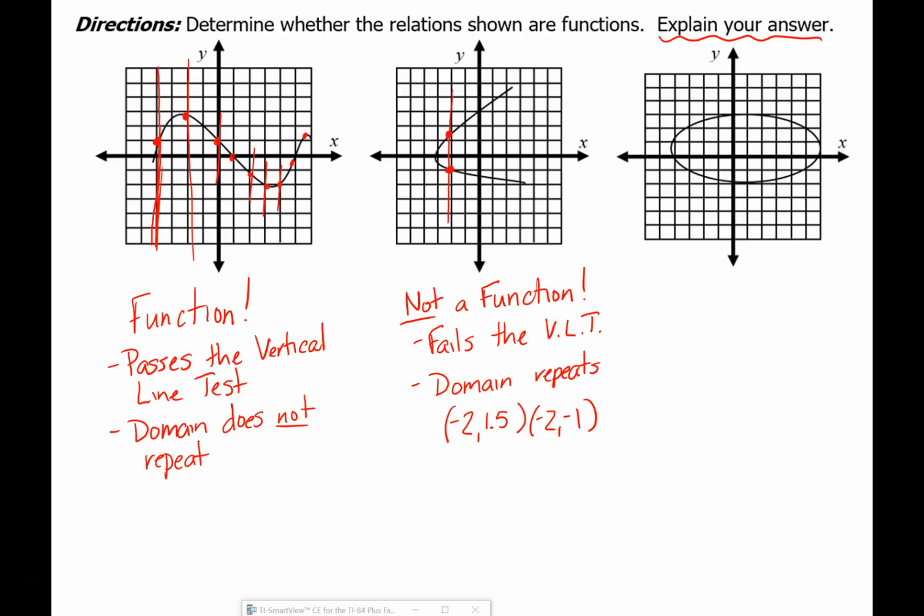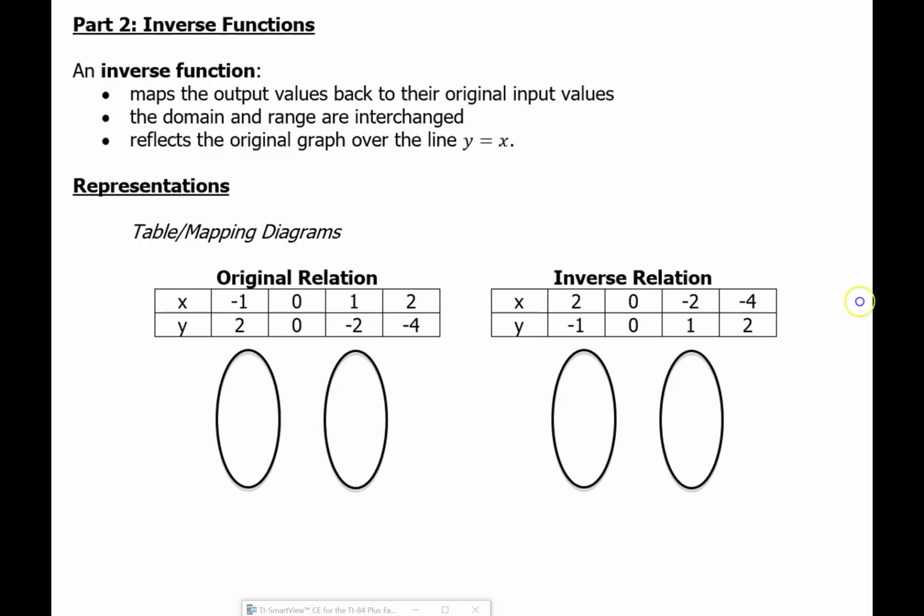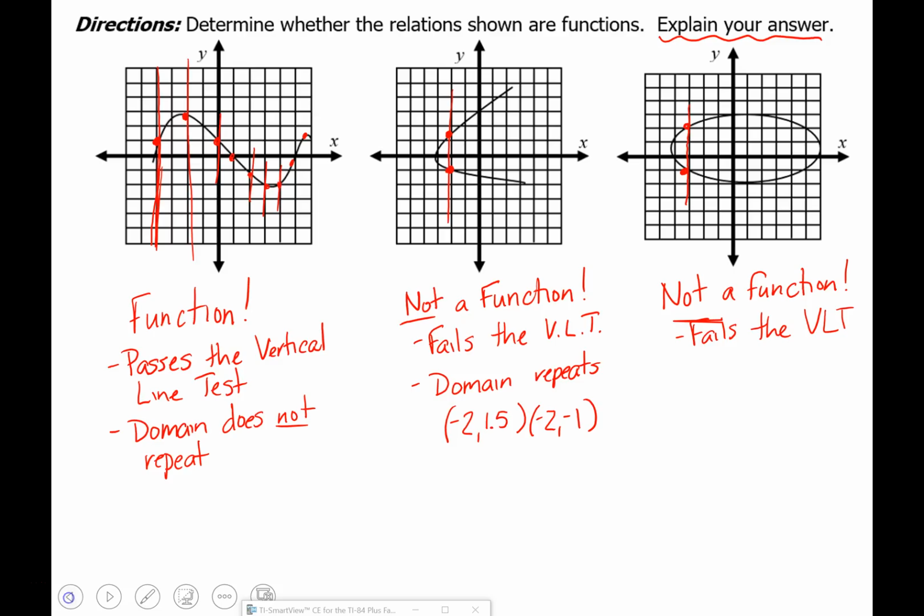All right, let's take a second to look at this last one. Using the vertical line test, can we classify this relation as a function? The answer is no, of course not, because it fails the vertical line test. When we draw a vertical line, it hits the graph at two places. You can also, of course, say that the domain repeats.